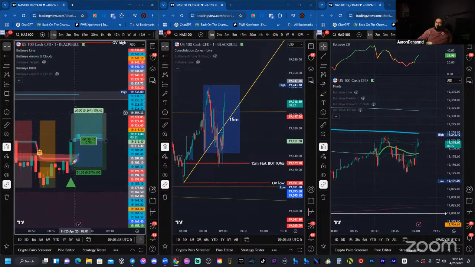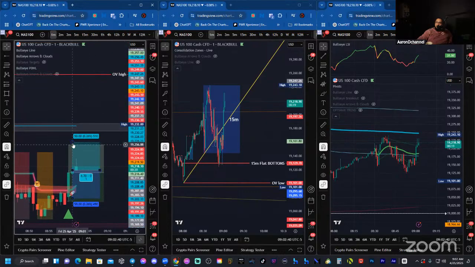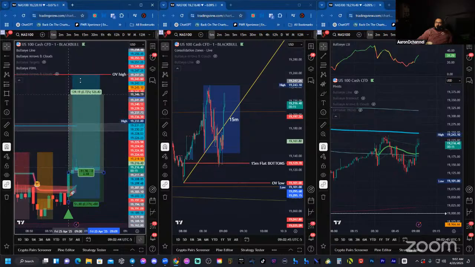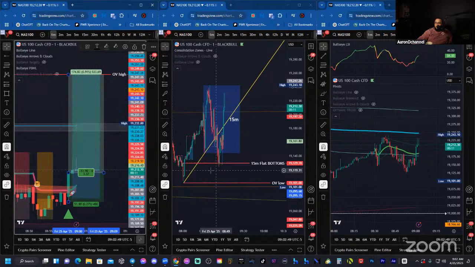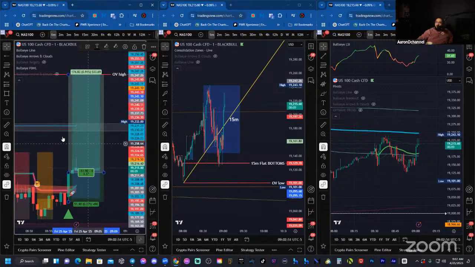Let's see, 50 points. I'm gonna target that overnight high. That's a beautiful 170 points, if the 50 point stop loss holds up, right? Now, we may see a red candle here and there.